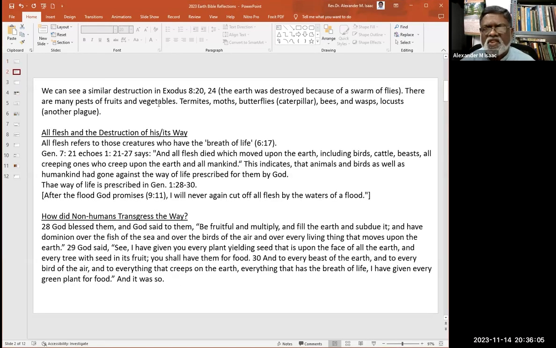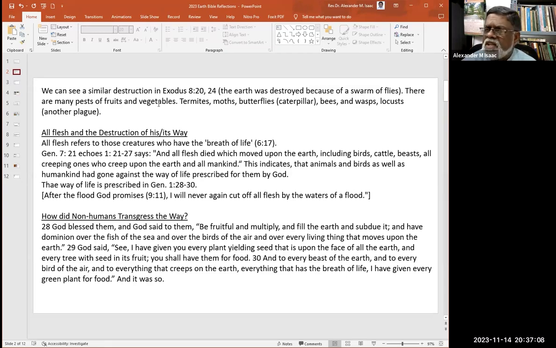We can see a similar destruction happening like the flood in chapter 6, in Exodus chapter 8, verses 20 to 24. There we read of a plague which happened among the 10 plagues. The earth was destroyed because of a swarm of flies. We don't know the real nature of the flies here. It's not described. But later we find that in another instance of plague, locusts are specifically called to come and destroy the vegetation on earth. Therefore, it's not locusts that we are talking about in Exodus 8:20-24. The earth was destroyed because of a swarm of flies.